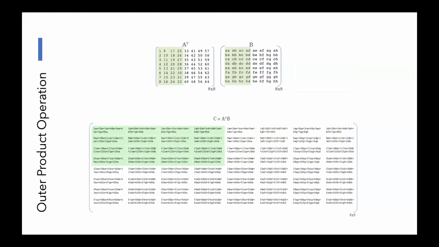And what we do in the outer product operation is you take one block of the transposed A matrix, and you take one block of the B matrix, and then you multiply this with this, and you generate one block of result. This is what we do in the outer product operation.